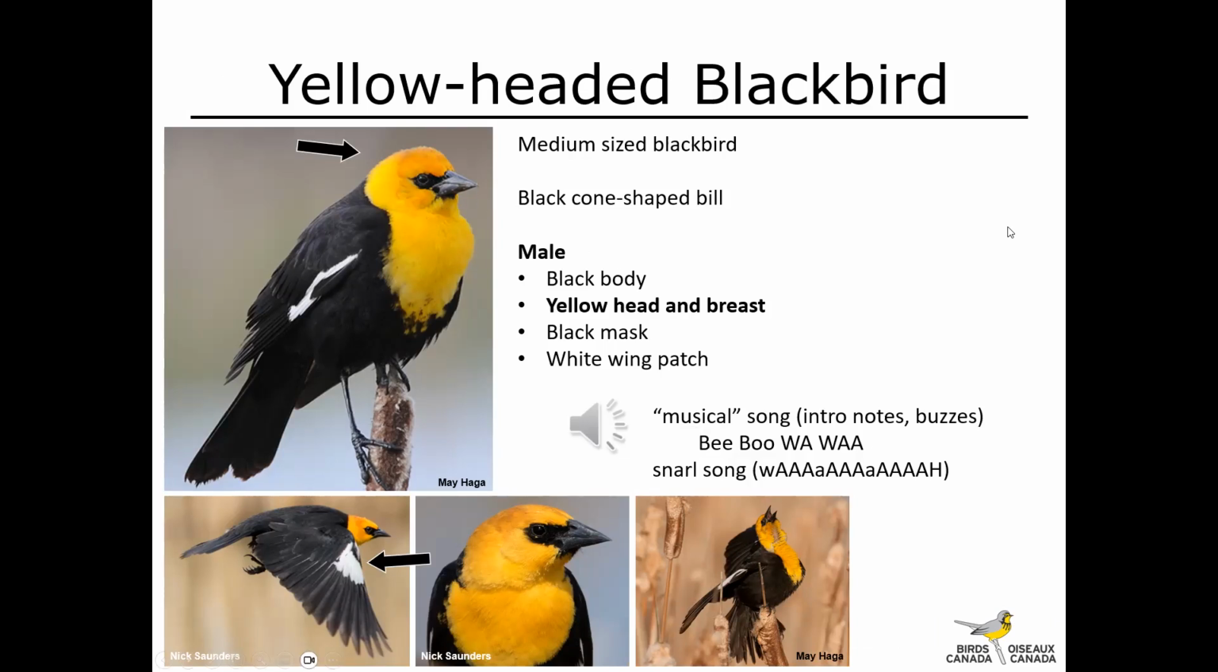And the males are quite striking. If you've ever seen them in person, the photos don't really do them justice. They almost glow with the kind of yellow gold color of their head and breast. They're really quite gorgeous. They can take on a little bit of orangey tones too. Otherwise, their body is jet black, and they have this little white wing patch that really stands out as they're flying to and fro in the wetland. And they've got this tiny little black mask, and those features are carried over to the female, just much more subdued.